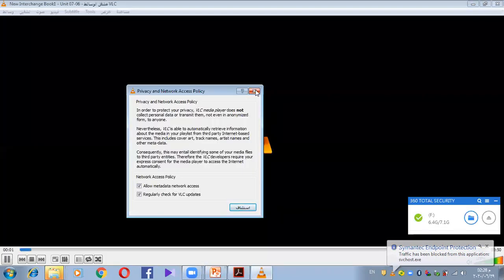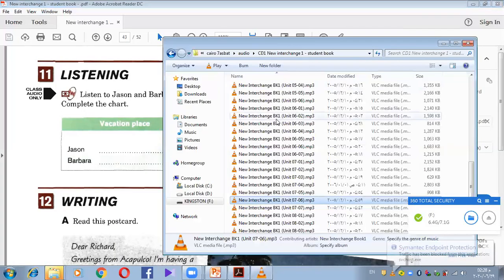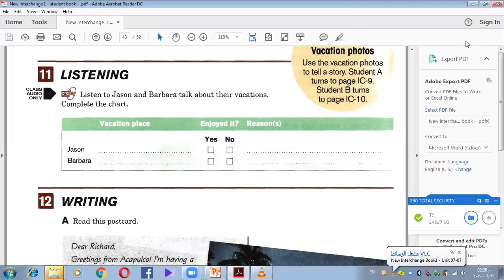Page 43, exercise 9, grammar focus. Past tense. Page 44, exercise 11, listening. Listen to Jason and Barbara talk about their vacations. Complete the chart.